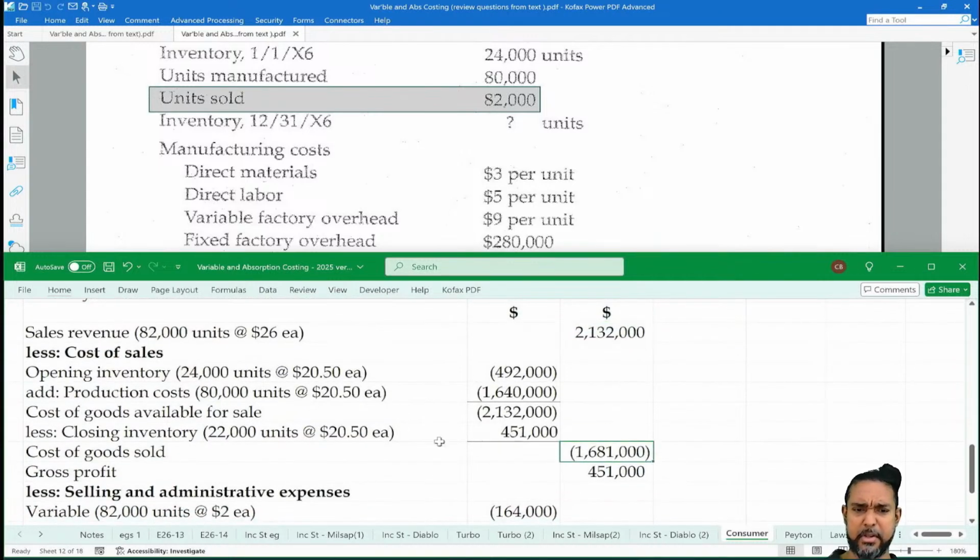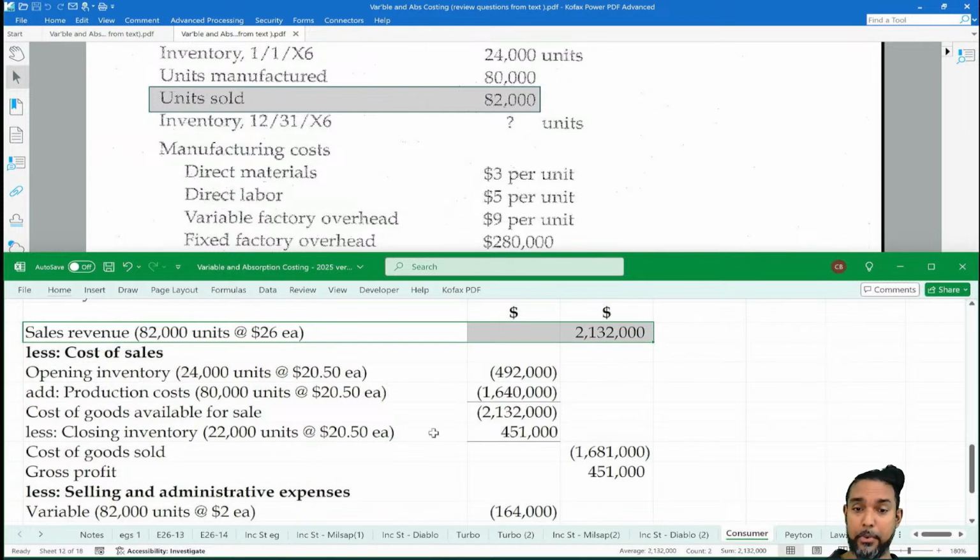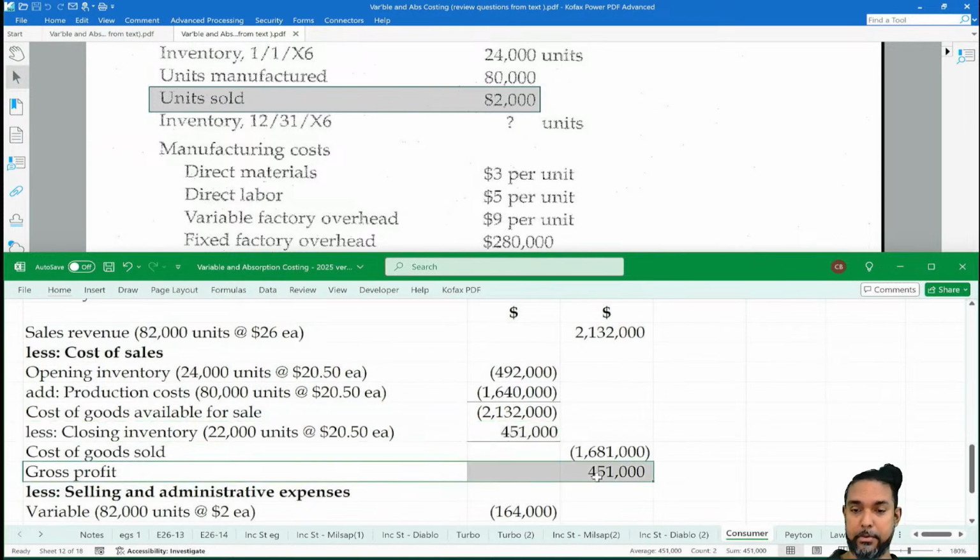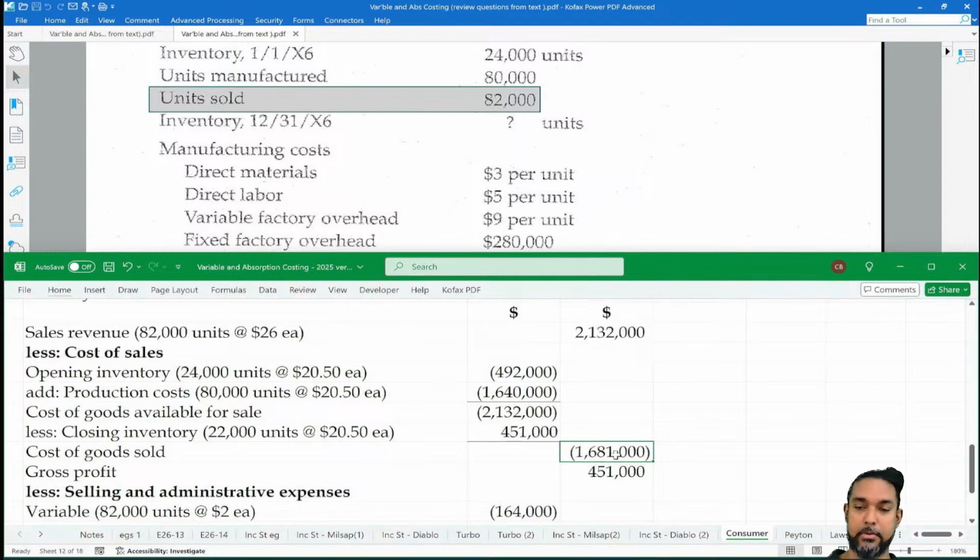Okay, so that's interesting. The cost of goods available is exactly equal to the sales revenue, and the closing inventory is exactly equal to the gross profit. Okay, all right. So guys, just so you know, I think that's just how the numbers played out.